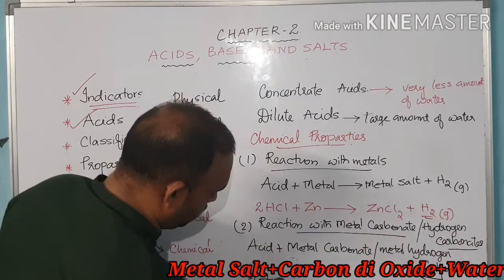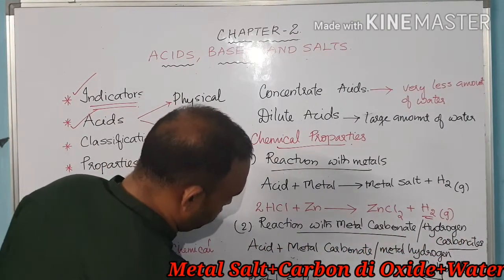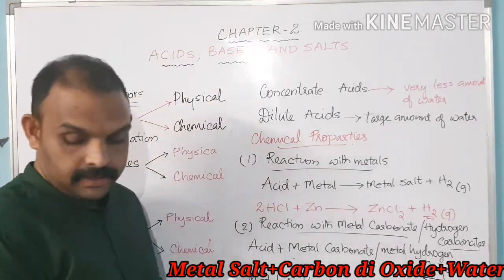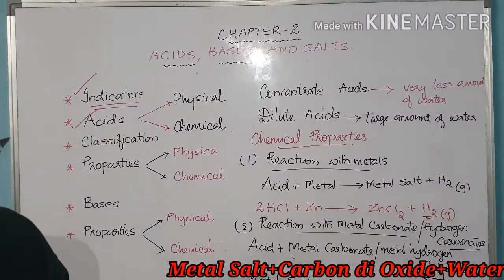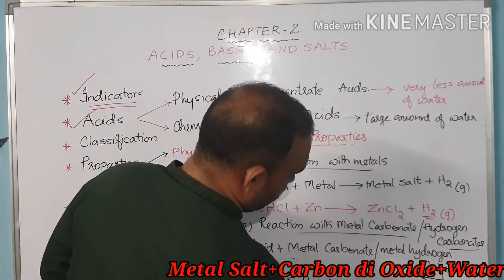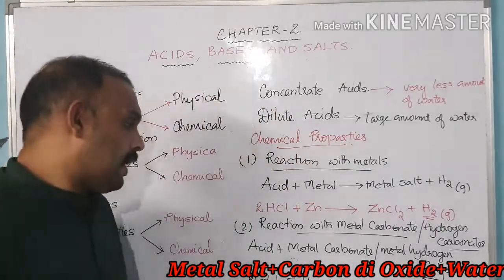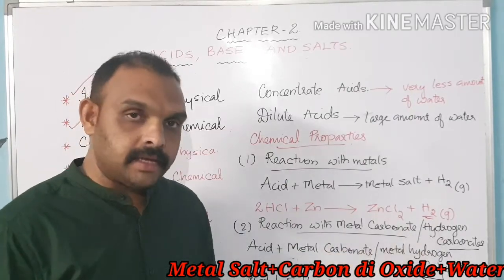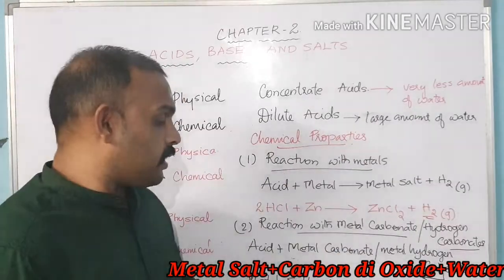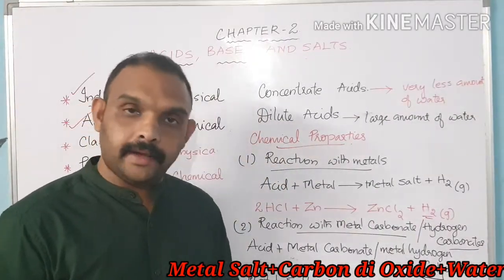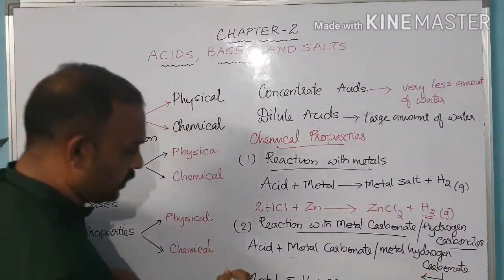The products are metal salt plus carbon dioxide, that is in the form of a gas. And what else will form? It will give us water also, in liquid form. So when acid reacts with metal carbonate or metal hydrogen carbonate, it will give a metal salt plus carbon dioxide, which is in the gaseous form, and water. Clear? I can write some examples for it.